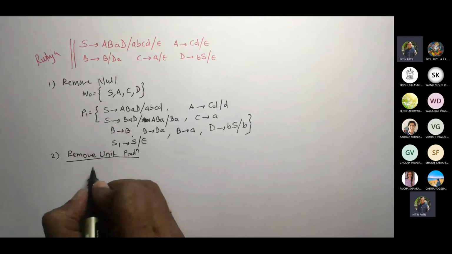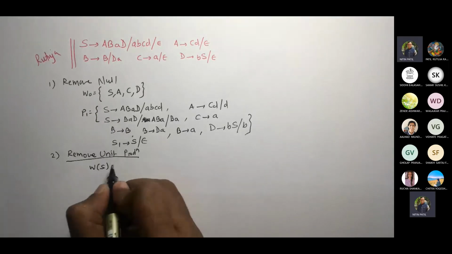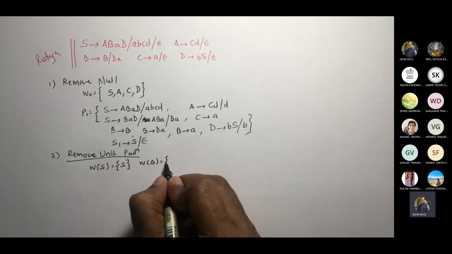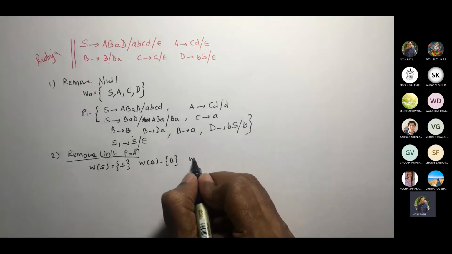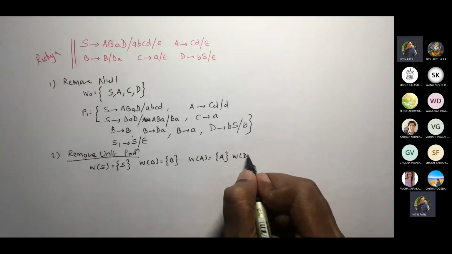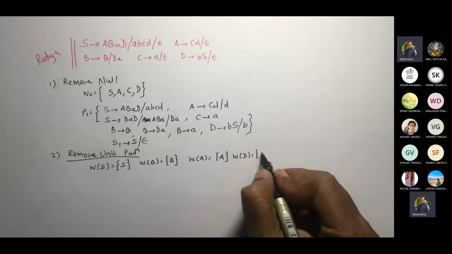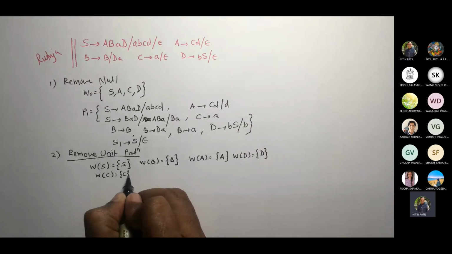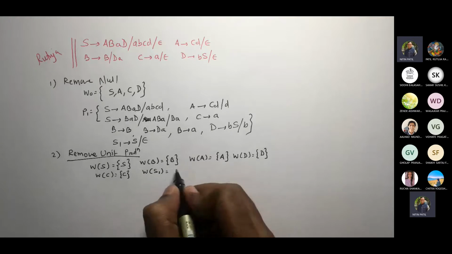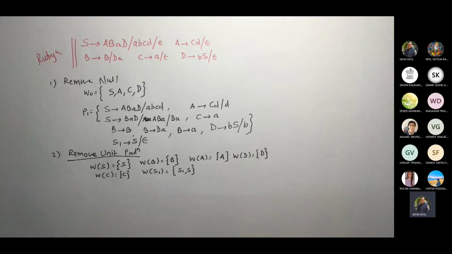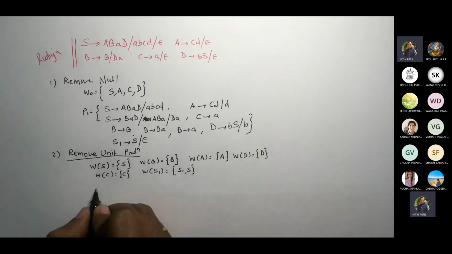So remove unit production. So W of S, S. W of B, B. W of A, A. W of D, D. W of C, C. W of S1. Correct? Yes, sir, only one unit production is there, no? Fine. So now your production set P2.